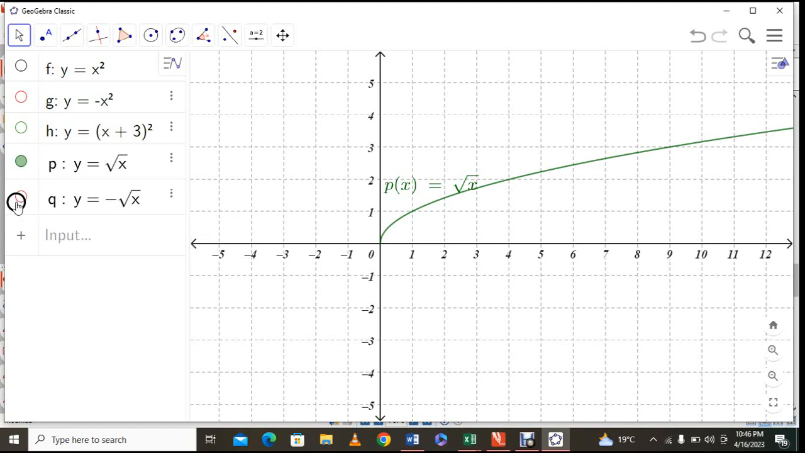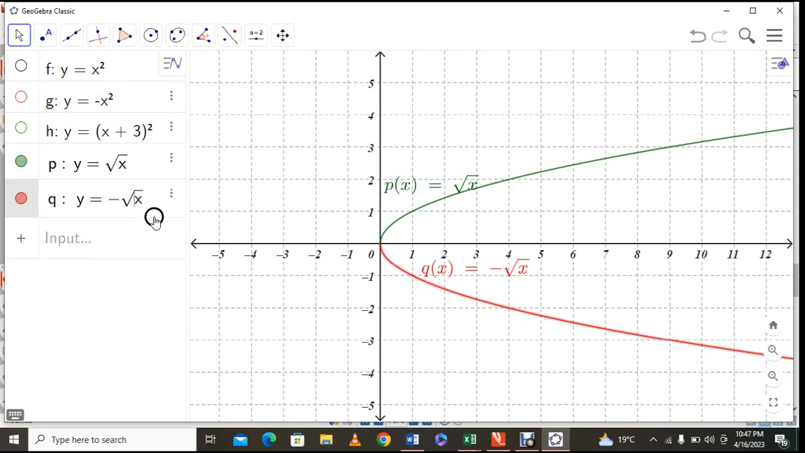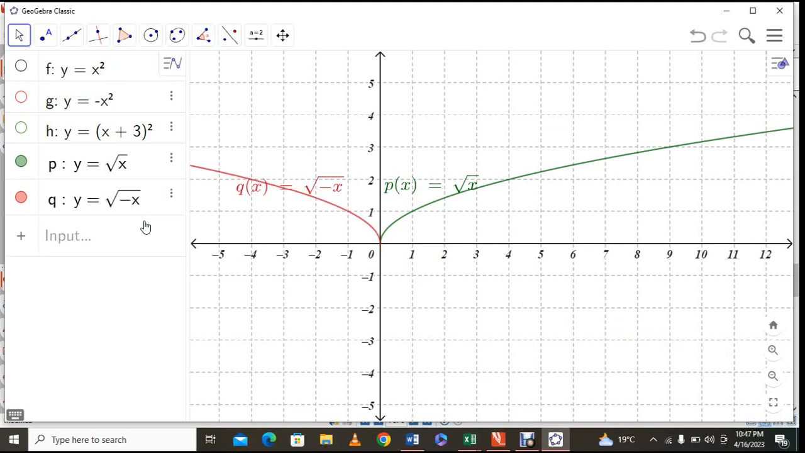So maybe I should bring that back, and then I can do the changes. Let's see what it does if I just put an x there. Maybe I put this in brackets and remove this minus here. See what it says. There you go. So you see now this is a reflection about the y-axis.